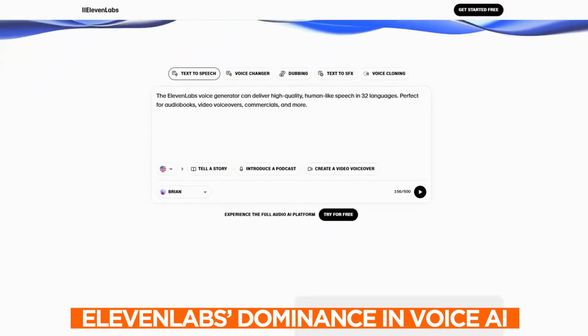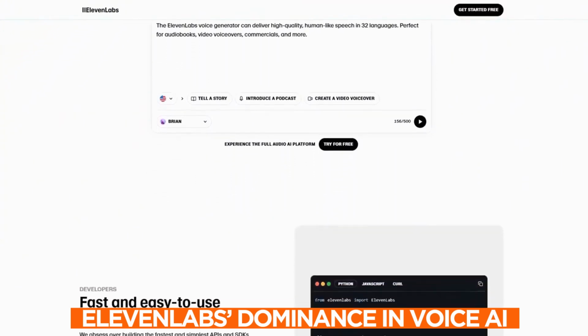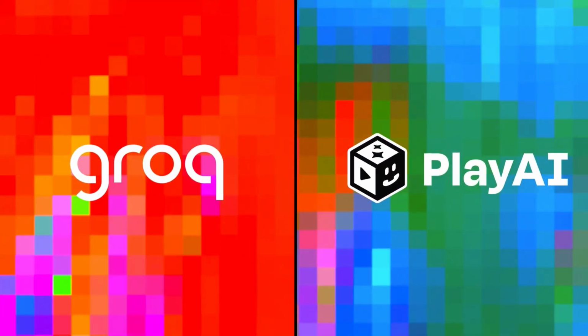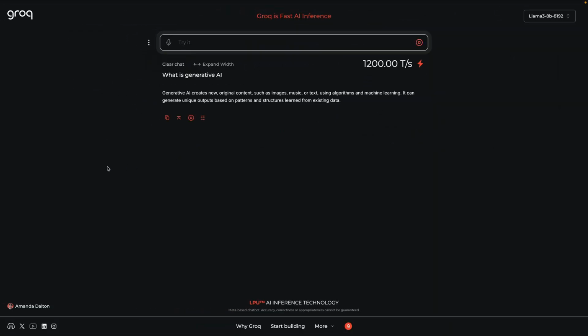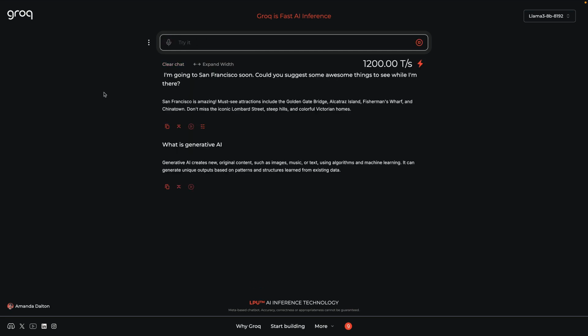Groq and PlayAI may have just ended ElevenLabs' dominance in voice AI, and the numbers back it up. In March 2025, they launched Dialogue, a text-to-speech model that's already beating ElevenLabs in third-party benchmarks with a 10-to-1 user preference ratio. Dialogue isn't just faster, it's more human, more responsive, and natively supports Arabic from day one.